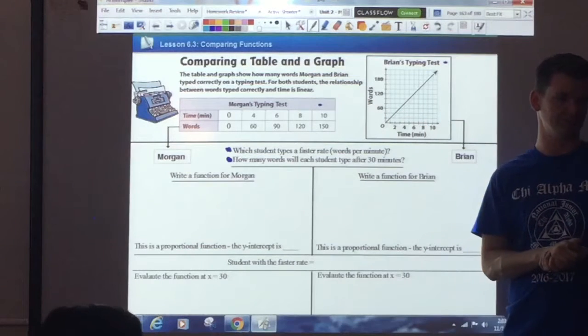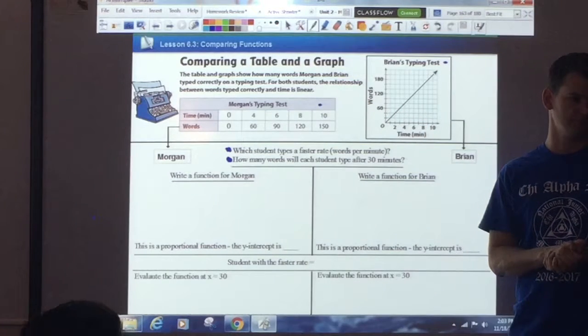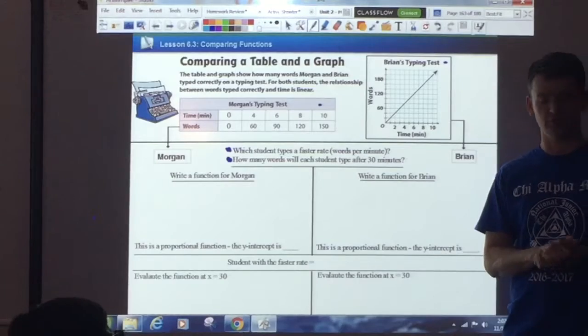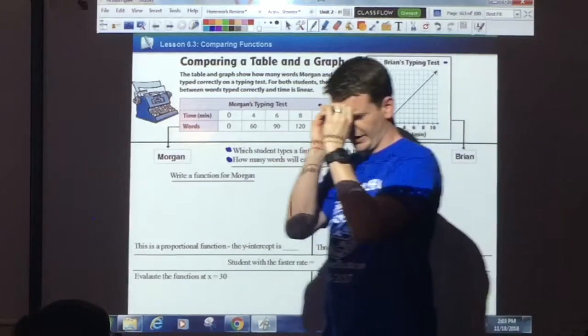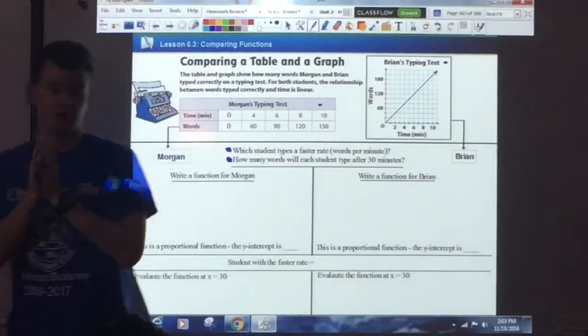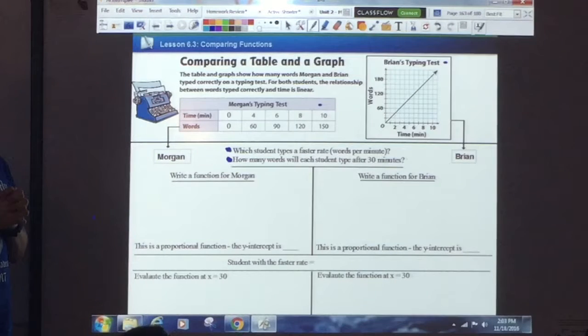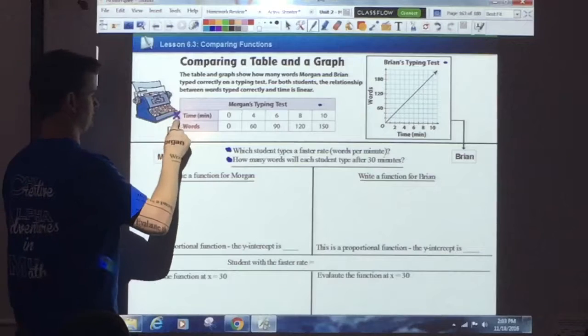What's my y-intercept? No, what's my y-intercept? No, the y-intercept is the value of y when x is 0. What is the value of y when the value of x is 0? I gave you a hint. This is x, this is y.